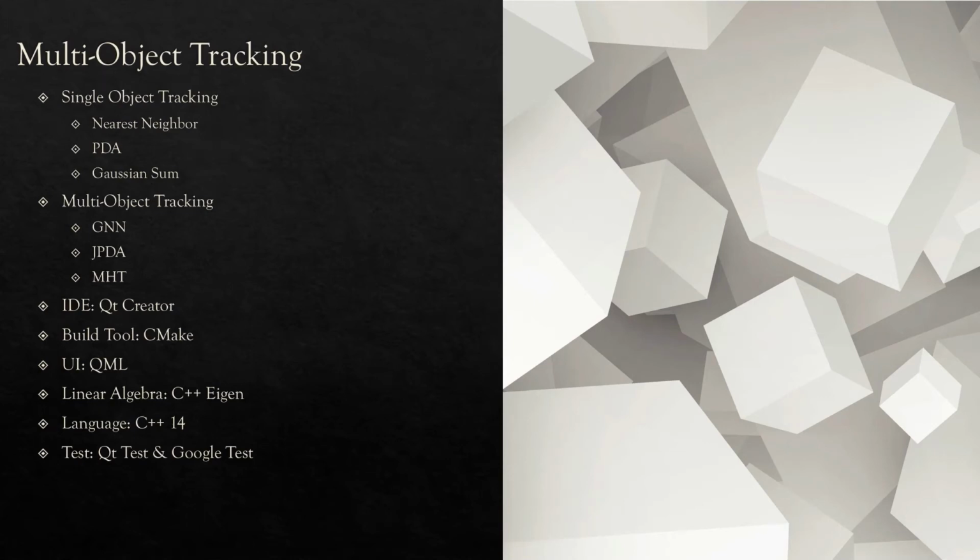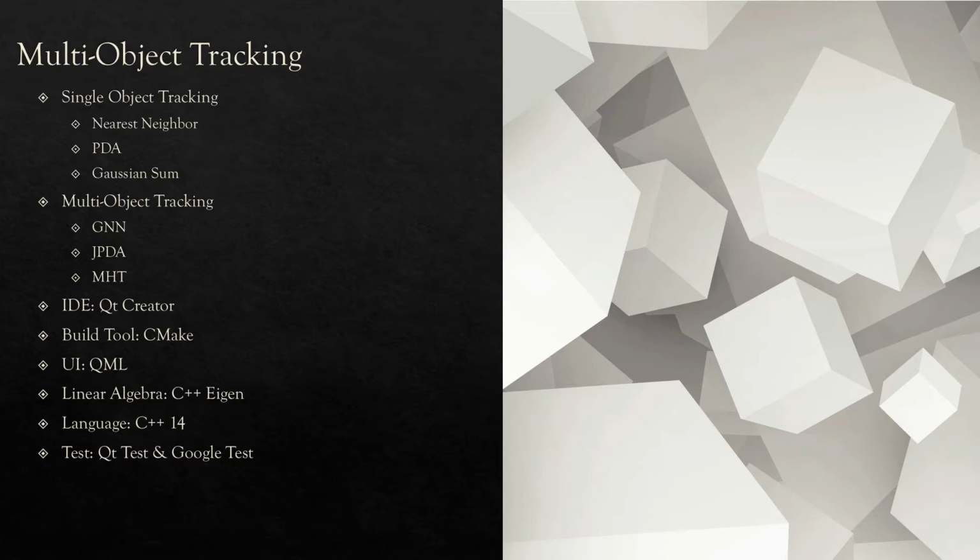This project is about object tracking in clutter. I've implemented both single object tracking and multi-object tracking algorithms. The single object tracking algorithms are nearest neighbor, PDA, and Gaussian sum. And the multi-object tracking algorithms are GNN, JPDA, and MHT.